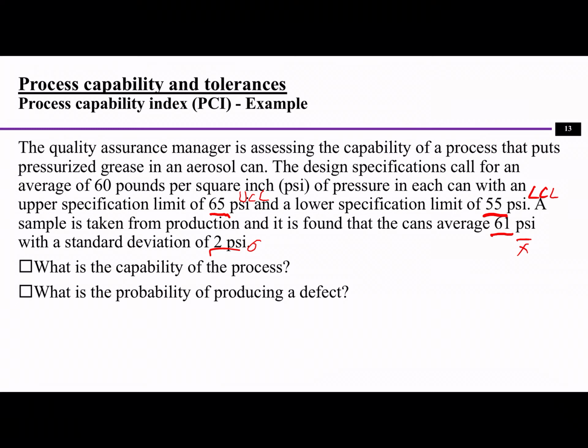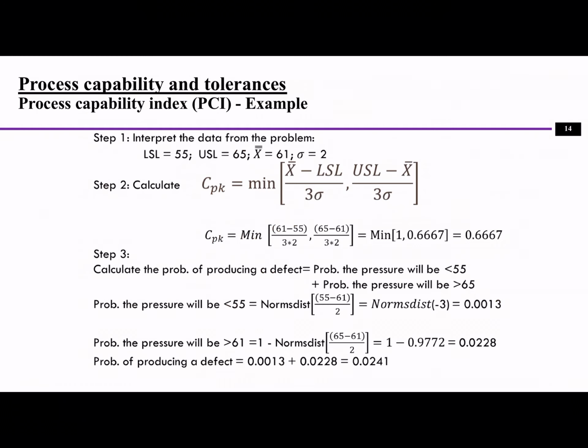Now we can calculate the capability of this process. So remember the equation. The first value is X bar minus lower control limit, 61 minus 55, divided by 3 sigma. The second value is upper control limit minus X bar, 65 minus 61, divided by 3 sigma. We have sigma equals 2, so we can calculate the two values. See, the two values are different.